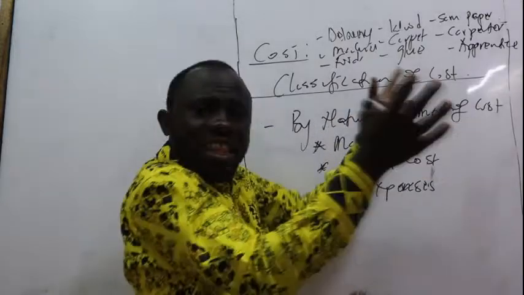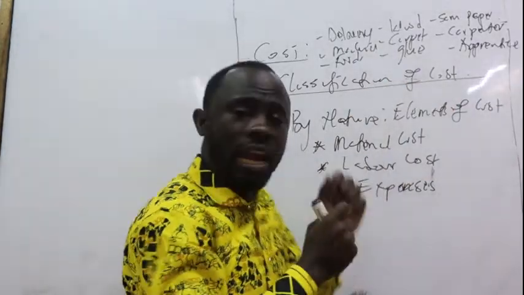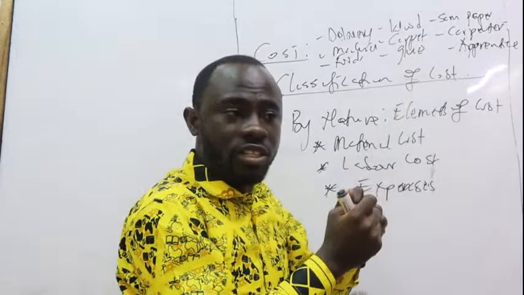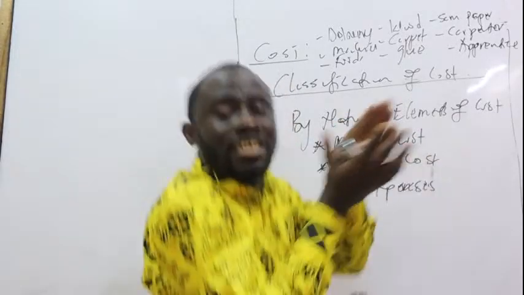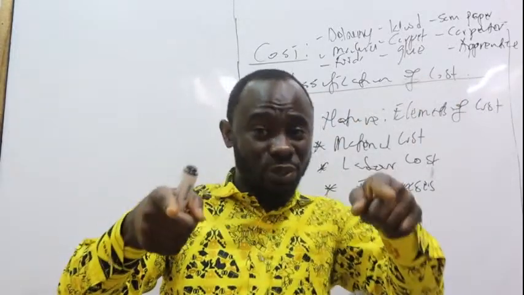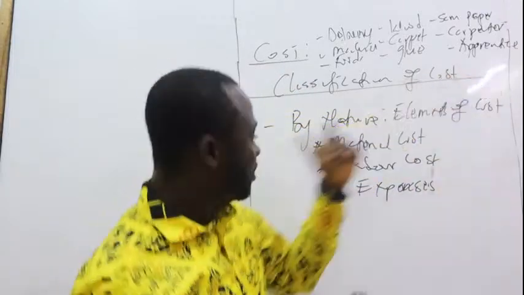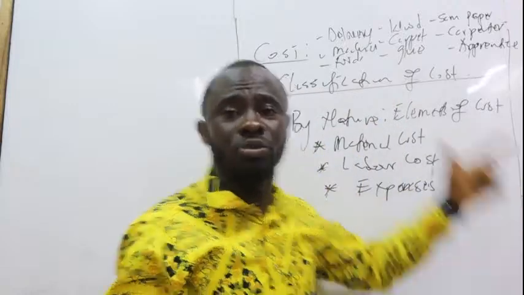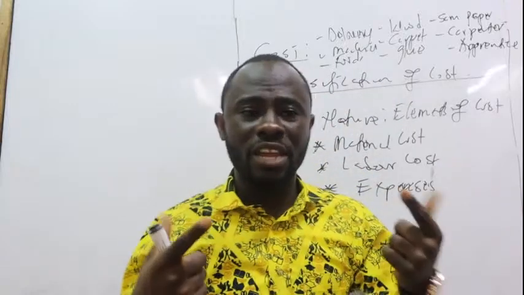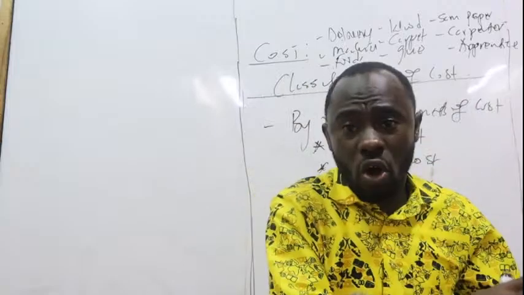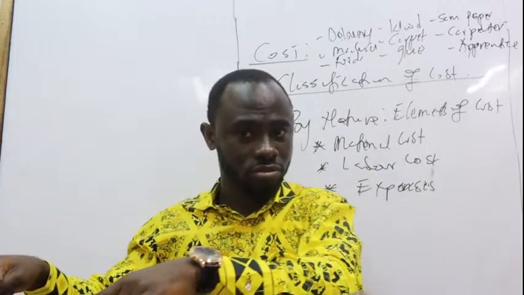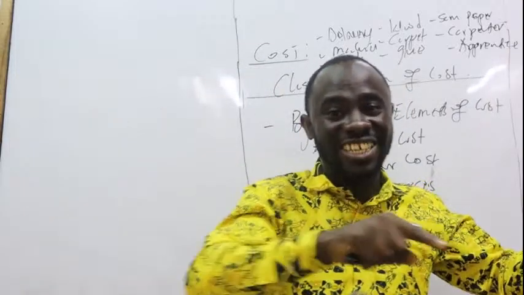Now, material cost can further be divided into two. Labor cost can further be divided into two. And then the expenses can further be divided into two. This is where it's going to get interesting. So these elements of cost, we've seen the material cost, labor cost, and expenses, can further be divided into what is called direct cost and then indirect cost. You good? Direct cost and then indirect cost.